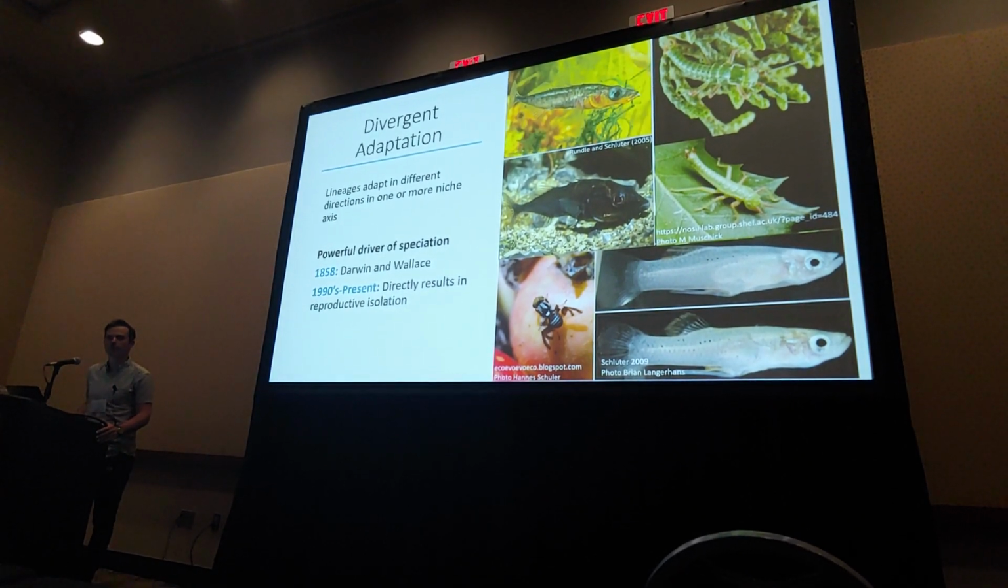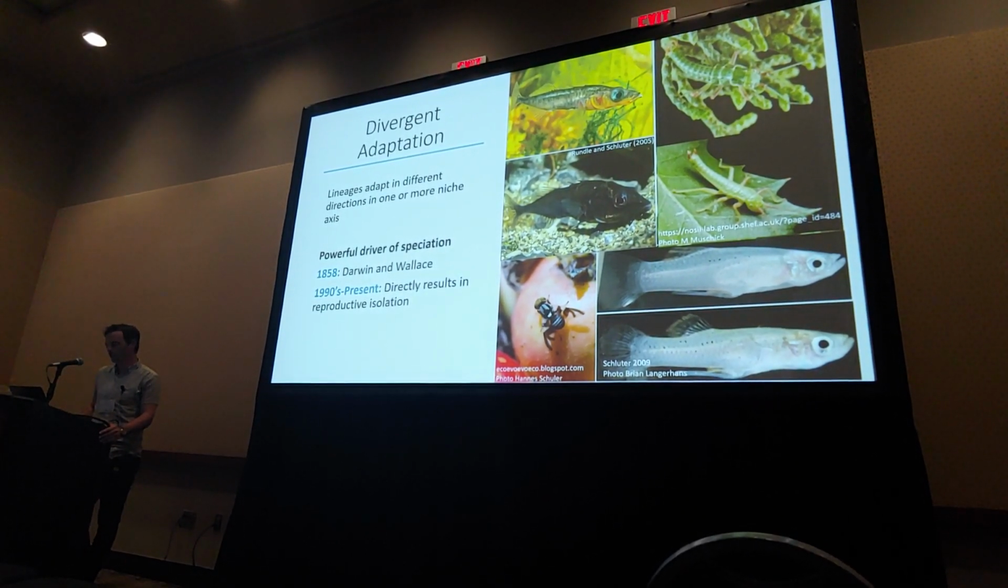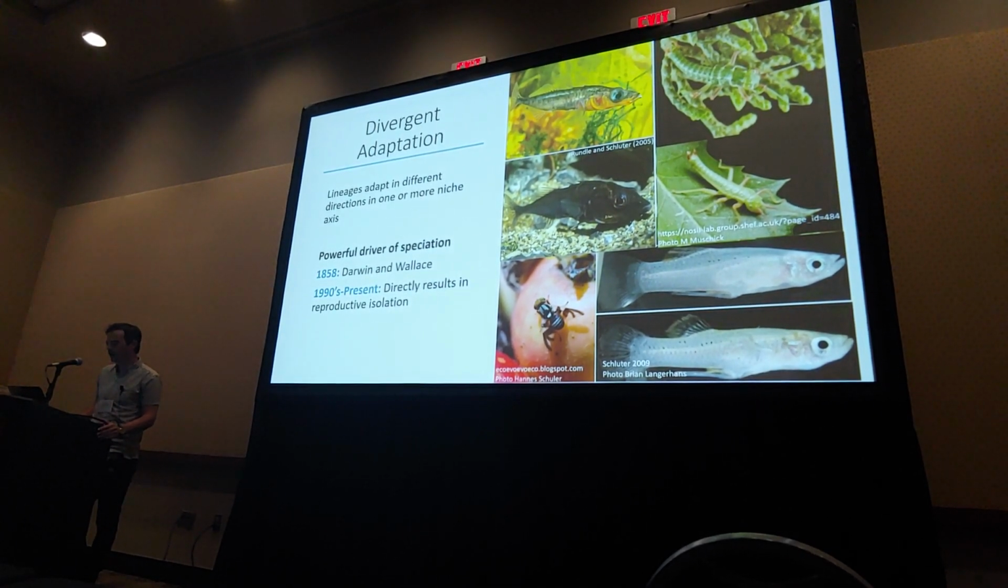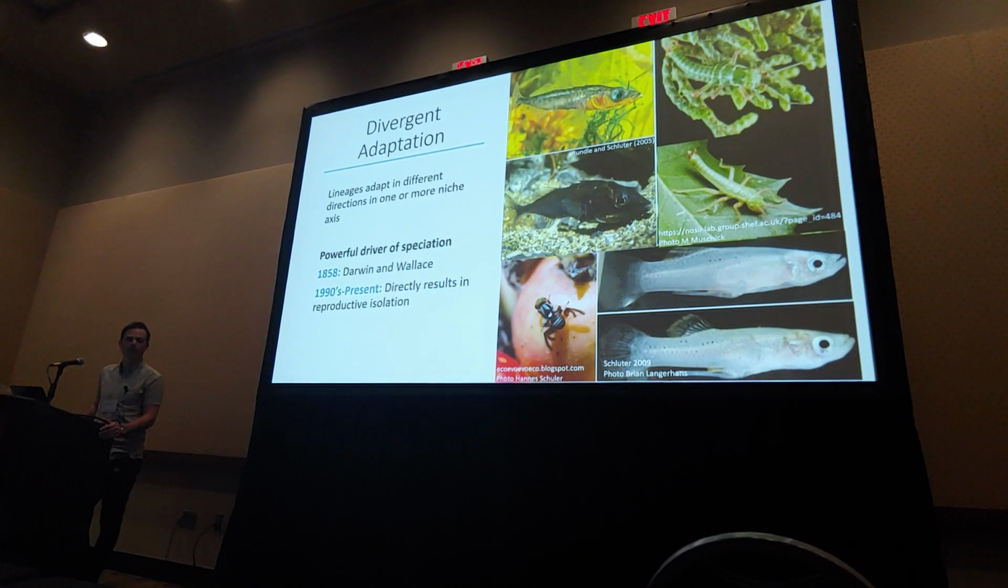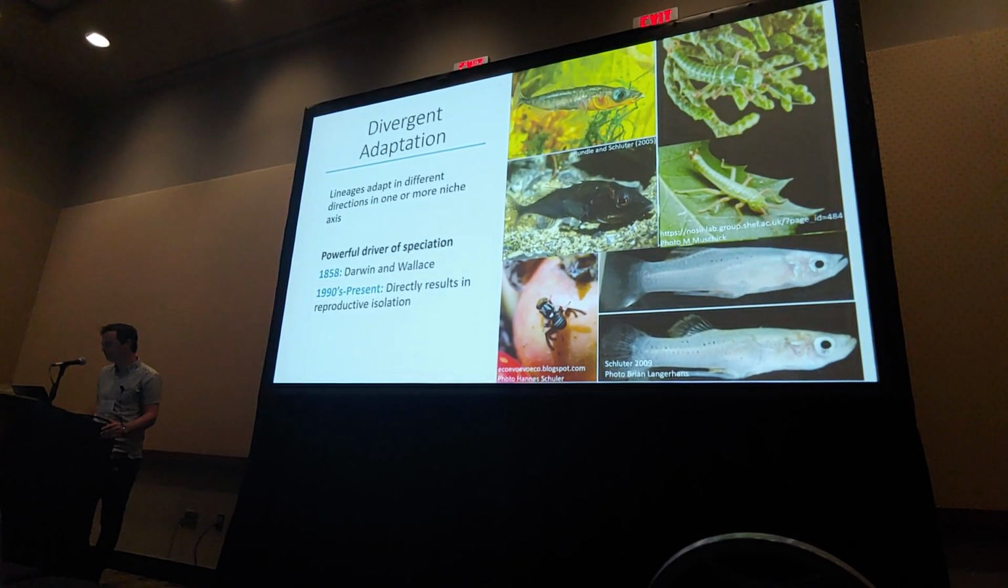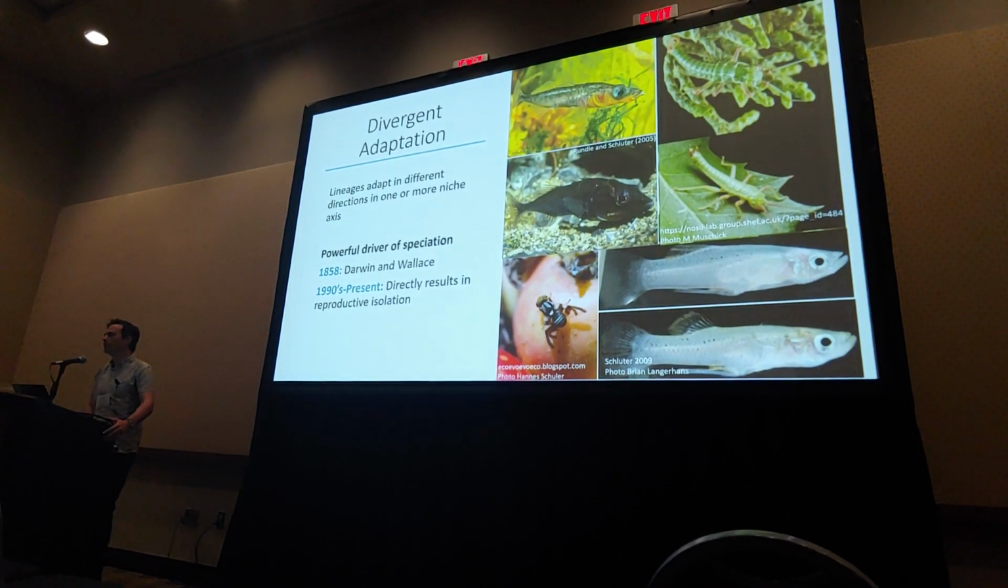And this is not a new idea. It's the essential thesis of The Origin of Species in Darwin and Wallace's joint paper. But in the modern understanding of it, we know it as directly responsible for the evolution of both pre- and post-zygotic reproductive isolation. And there are three lines of evidence behind that claim.